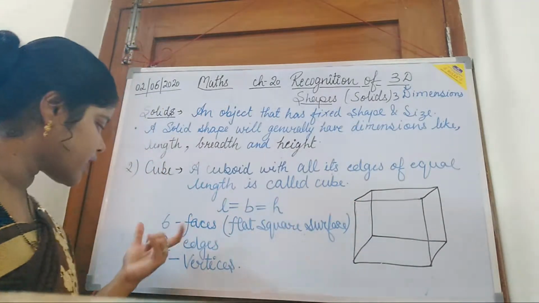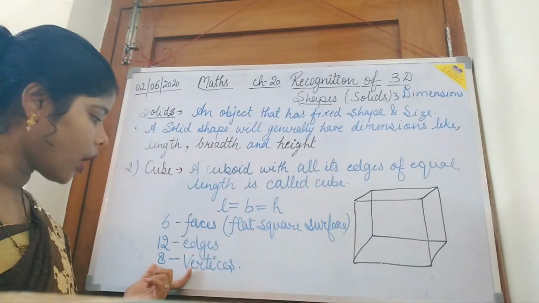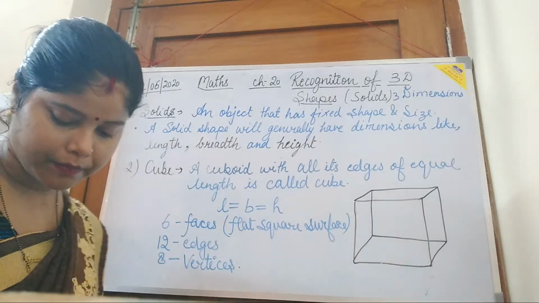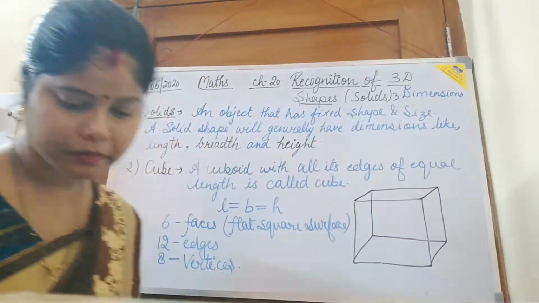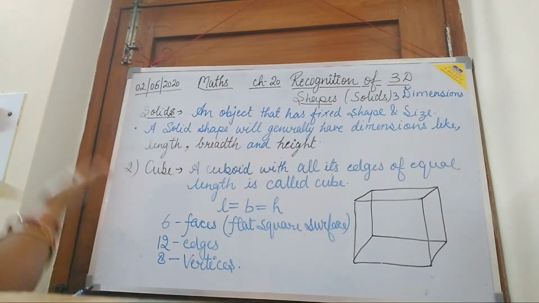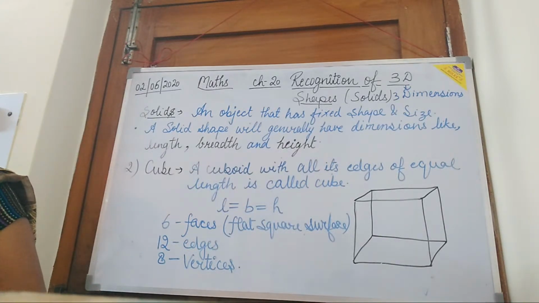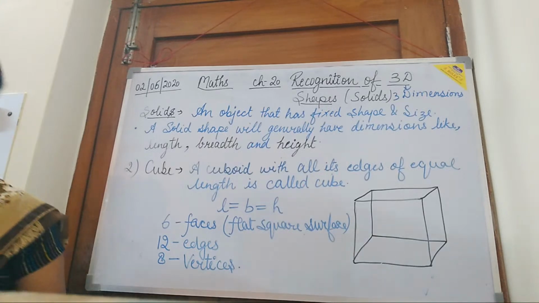6. 6 faces. How many edges? Same as a cuboid, 12. And how many vertices? 8. Now the next one.